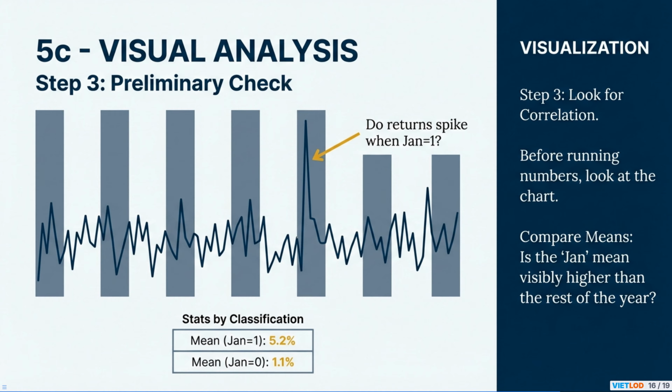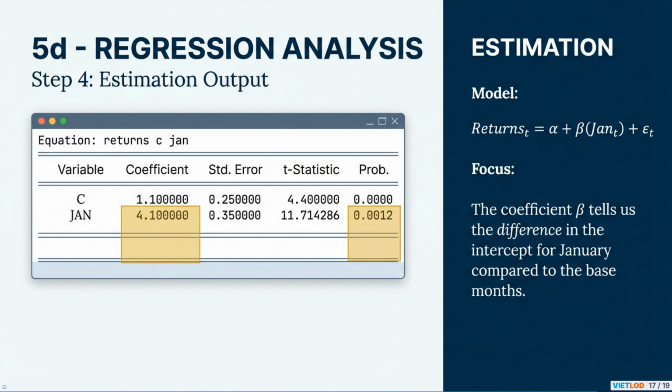This slide demonstrates a crucial preliminary step in data analysis, visual inspection. Before diving into complex calculations, we first ask, do returns spike when January equals 1? We look at the chart, observing if there's a visible correlation between the January periods, indicated by the shaded bars, and higher returns. An arrow highlights a clear spike during one of these January periods.